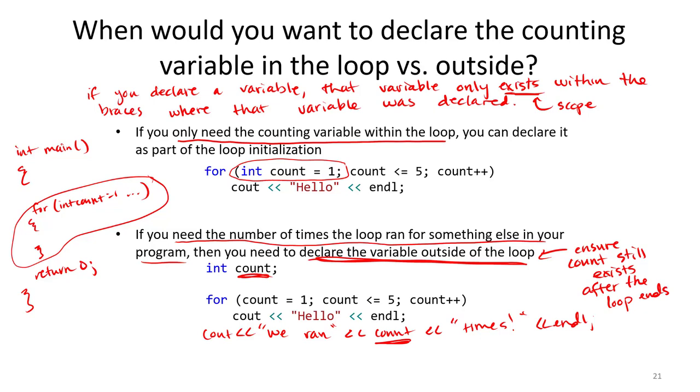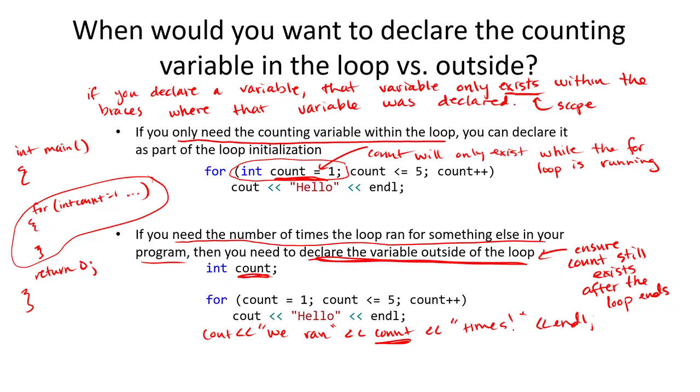So this is a very important point. Please make sure you remember. If I declare count here, count will only exist while the for loop is running. And we won't be able to access count once the loop is finished. So be careful. Make sure that if you do need that counting variable later, declare it outside your loop.